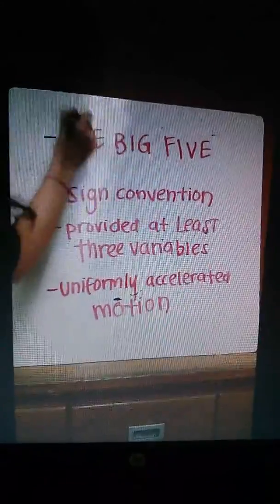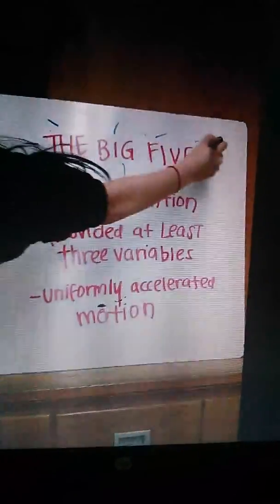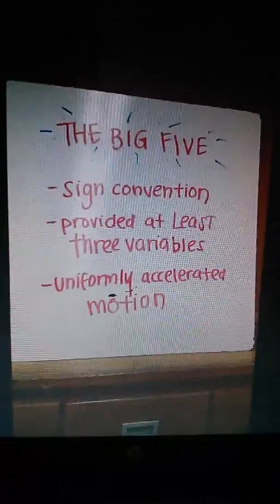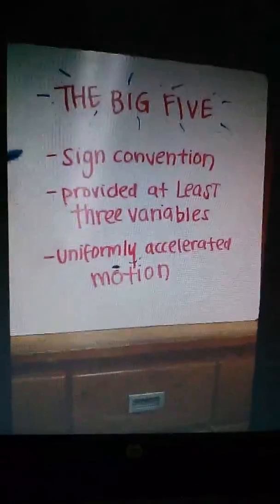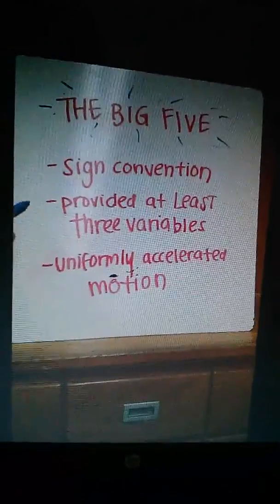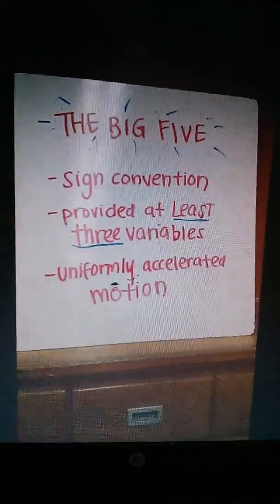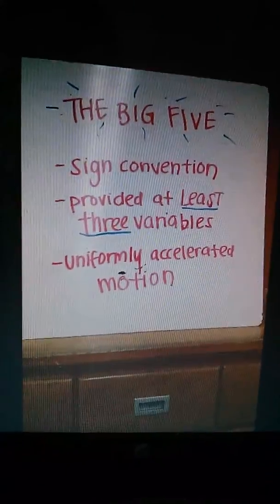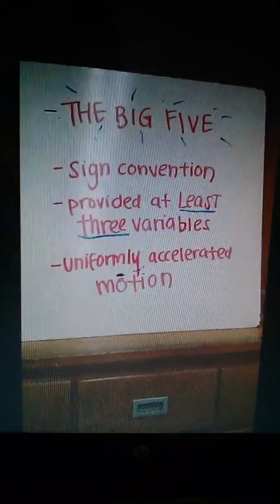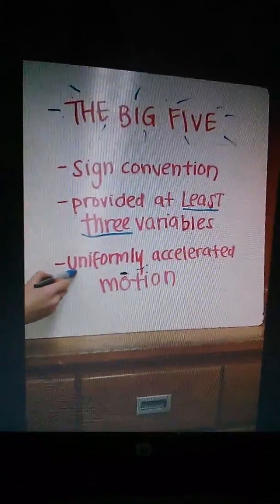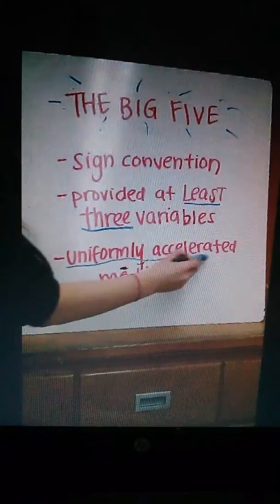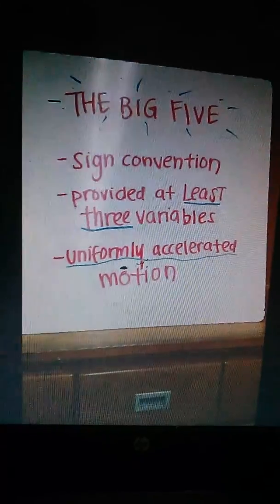In conclusion, here are a few important things to remember while working with the Big Five equations. You must use proper sign conventions. Remember that when the signs of acceleration and velocity are different, the object is slowing down, versus when their signs are the same, the object is speeding up. Also, you must be provided at least 3 given kinematic quantities. But most importantly, remember that these 5 equations only apply for problems with uniformly accelerated motion. We hope you learned something from our lesson today.